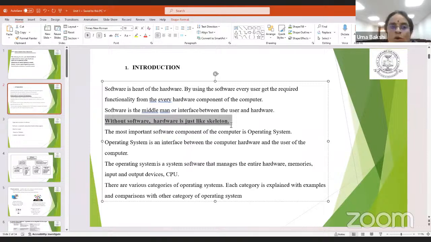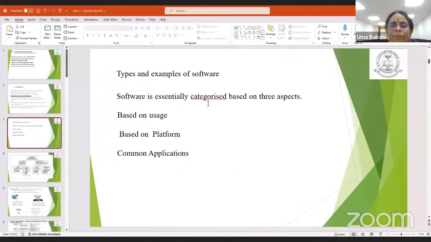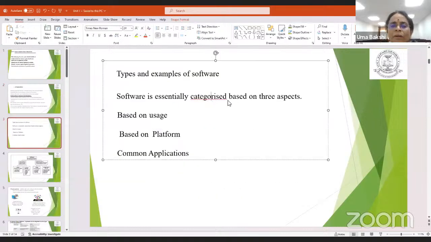So, types and examples of software. Software is essentially categorized based on three aspects. One is based on usage, based on platform, based on common applications. So what is it that you are using? Now today in most of our laptops, we use only Windows. But software companies, whoever is working, they don't use normal Windows. They use Linux, they use Unix, they use high-end softwares, which we won't be able to use. So based on the platform, what they are using, and common applications.